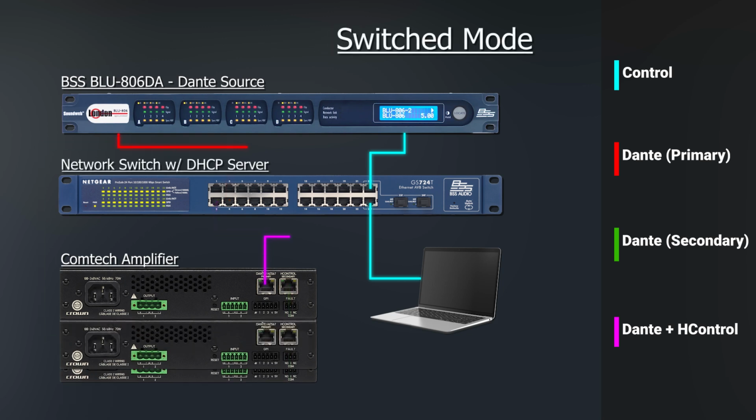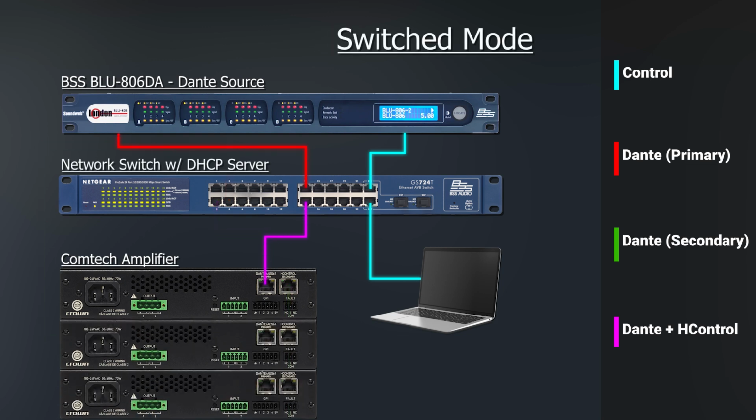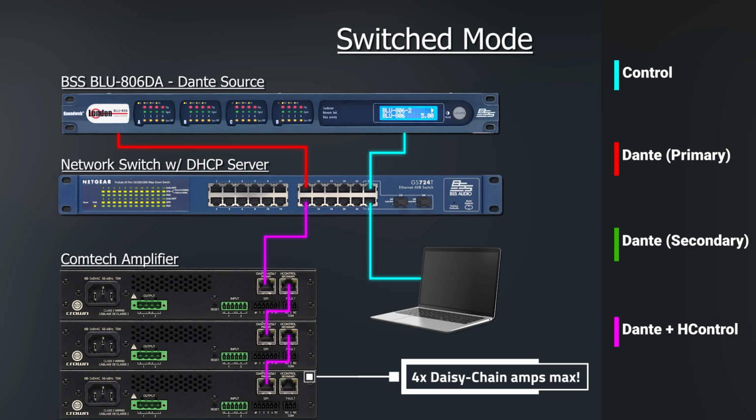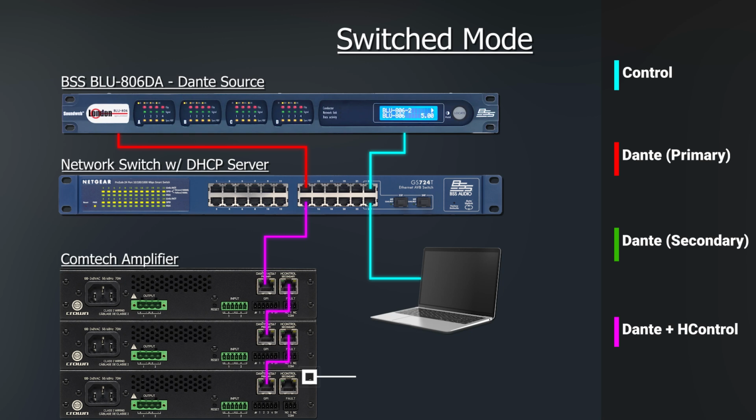Last is switched mode. In switched mode, you can daisy chain multiple Comtech D amps to reduce the number of Ethernet ports required from your network switch. Port A will act as the Dante and H control output, and port B will act as the loop-through connection. A DHCP server will be required in switched mode if the amps are set to DHCP. We recommend a maximum of 4 daisy-chained amps. If you factory reset the amp, it will revert to split mode, the default setting.